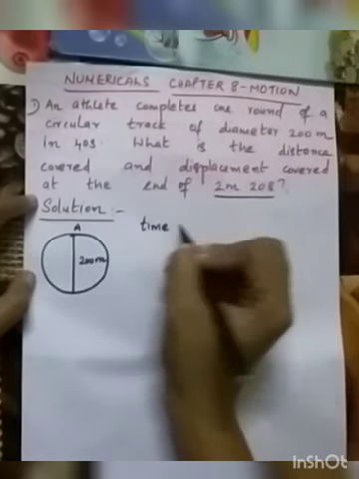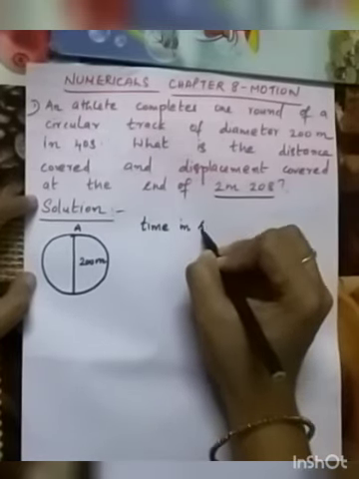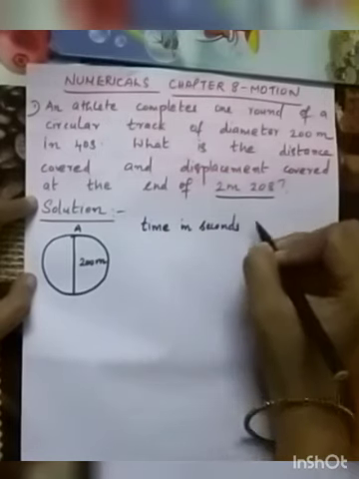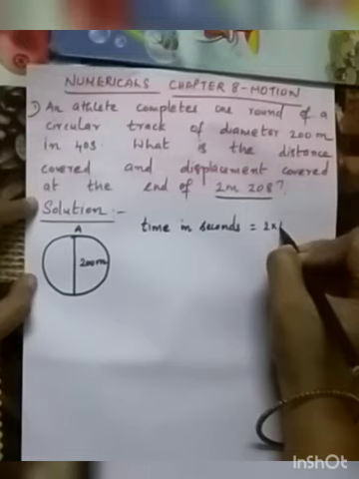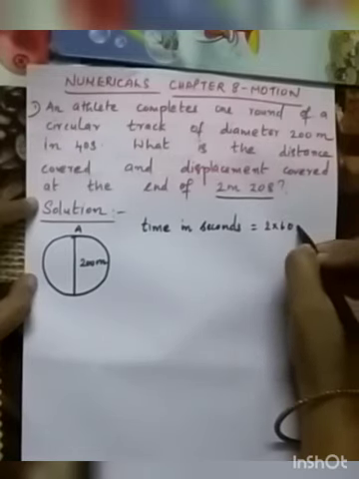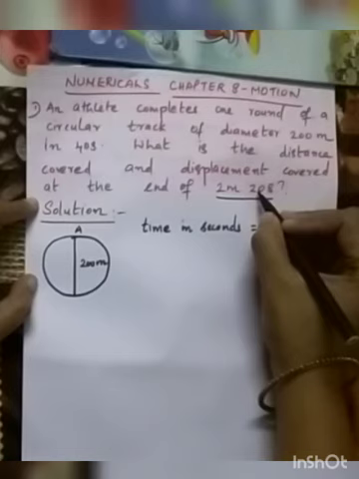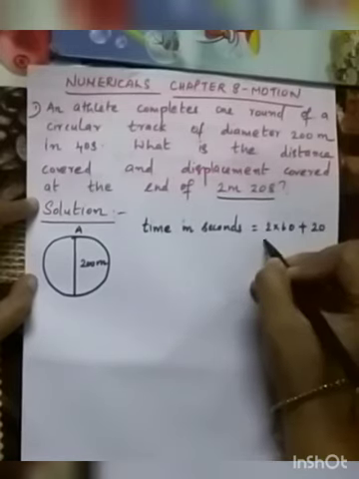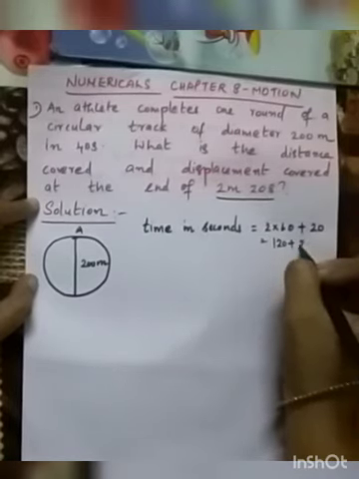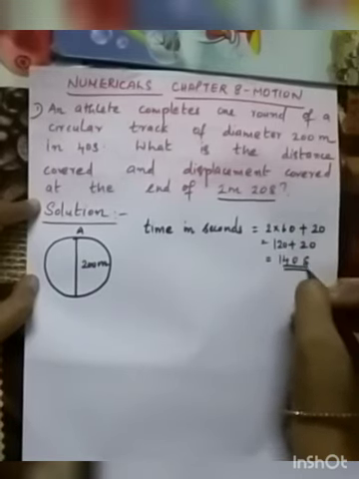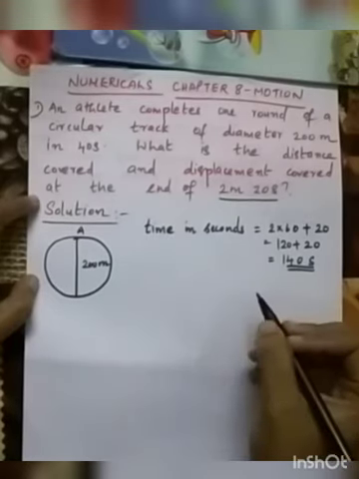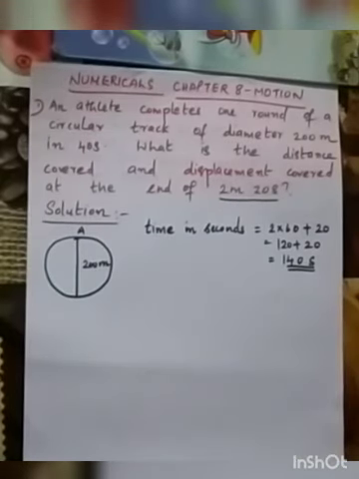So first of all, let's find out the total time taken. Find out the time in seconds. Okay, so the time is 2 minutes 20 seconds. 2 minutes is how many seconds? Yes, 2 into 60 seconds plus 20 seconds more. So 120 plus 20 equal to 140 seconds. This is the total time taken. So after 140 seconds, where is the athlete and how much distance has he covered? You are supposed to find out this.